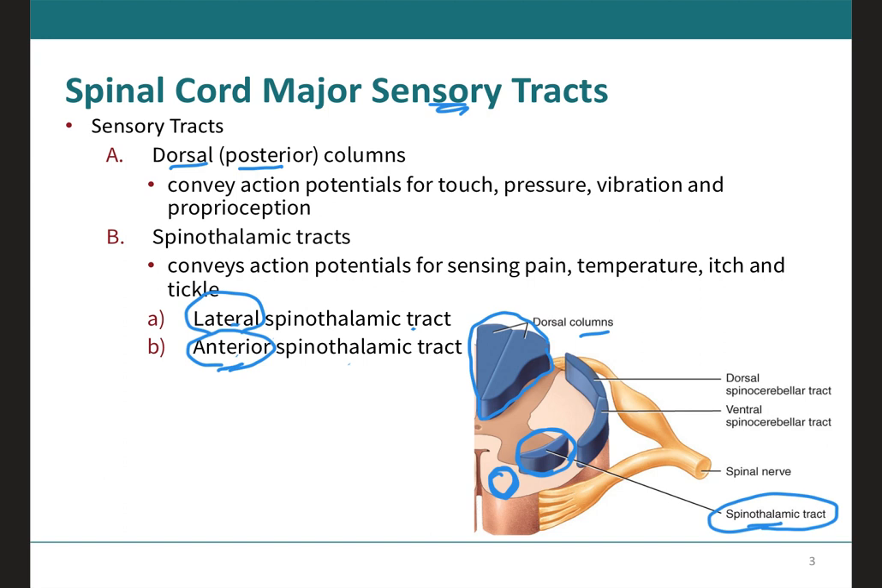Now, there are other tracts in the spinal cord that include spinocerebellar tracts, and these will go to the cerebellum, like the name says. So the spinocerebellar tract goes from the spinal cord to the cerebellum. And these spinocerebellar tracts are going to be important because they will convey action potentials for proprioception as well.